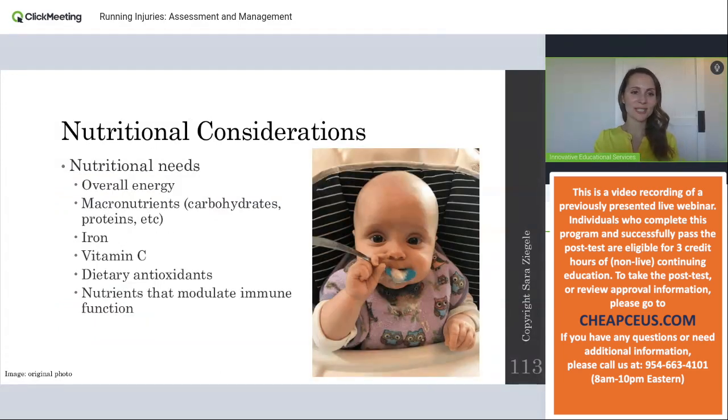Nutritional needs, what do those look like? It's the overall energy, it's the macronutrients, so specifically which types of nutrients are we looking to get, and then vitamins, we need our iron, we need vitamin C, antioxidants, and then some immune system modulation.